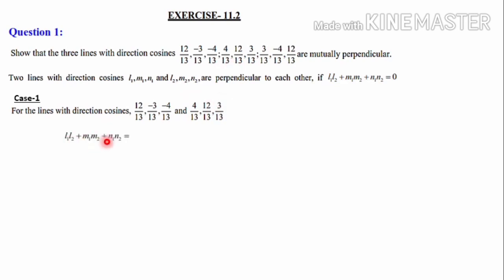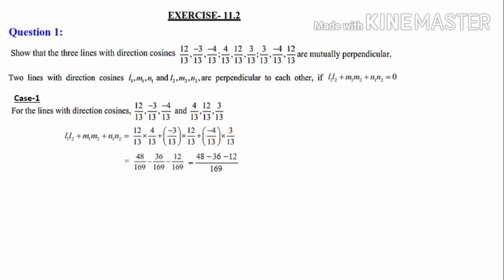Taking l1 l2, m1 m2, n1 n2, that is 12/13 into 4/13 plus minus 3/13 into 12/13 plus minus 4/13 into 3/13. That equals 12 into 4, 48, over 13 into 13, 169, minus 3 into 12, that is minus 36 over 169, minus 4 into 3, that is minus 12 over 169. Taking the common denominator 169, the numerator is 48 minus 36 minus 12, which is equal to 0. So 0 by 169 is 0.